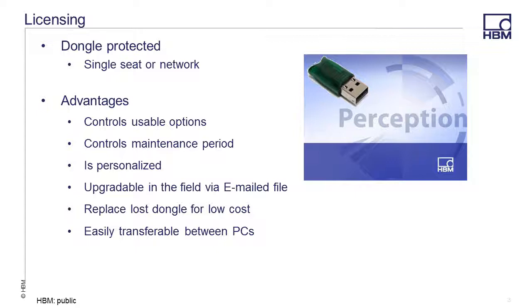The dongle controls which options are active on the license and the software maintenance period. We'll talk more about maintenance later. The dongle is personalized in that the company name is programmed into the dongle. A dongle allows for easy upgrades in the field. If you purchase a new option or add maintenance to your license, HBM emails you a file that can be used to update the dongle. Perception can be installed on an unlimited number of PCs. To run the licensed version, simply connect the dongle to the PC. If the dongle breaks or is lost, HBM offers a low-cost replacement option.